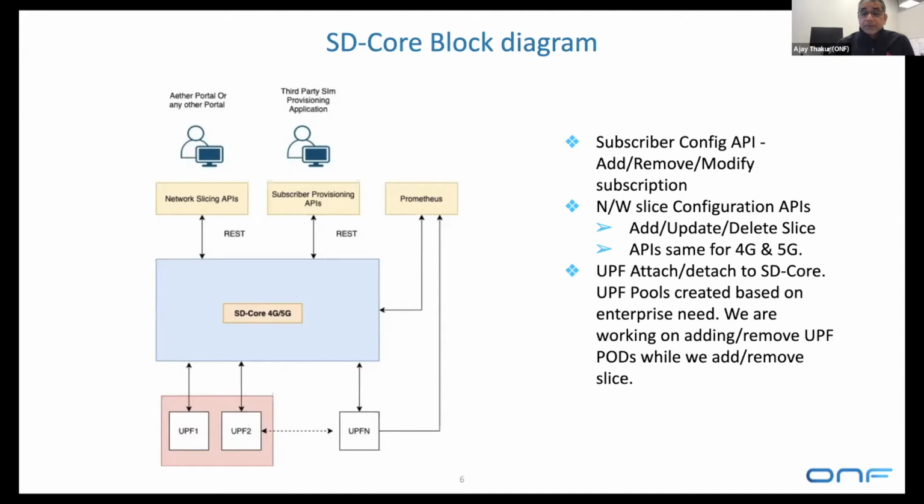And of course, for slice selection, we select one of the UPFs as a part of the call flow. The statistics coming out of the UPF as well as the SDCore are pushed to Prometheus. And we do have some dashboards, Grafana and Aether portal, which show those dashboards with nice graphics. I think Scott is going to cover that portion in his slides.